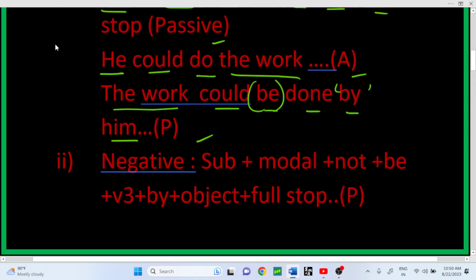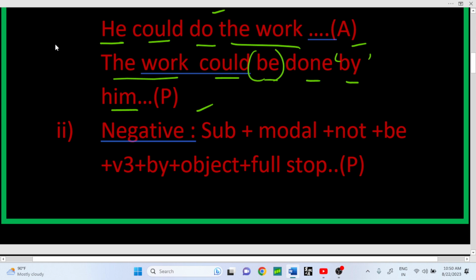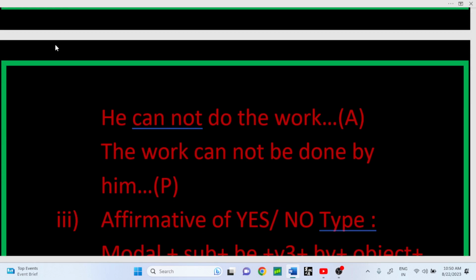Next, negative. See the difference between the structure of affirmative and negative. For sentences that start with any modal auxiliary verb, if it's given in the negative, then we have to insert only not, and the other rules remain the same. Then, he cannot do the work. Not tells us it's a negative sentence, so: the work cannot be done by him.